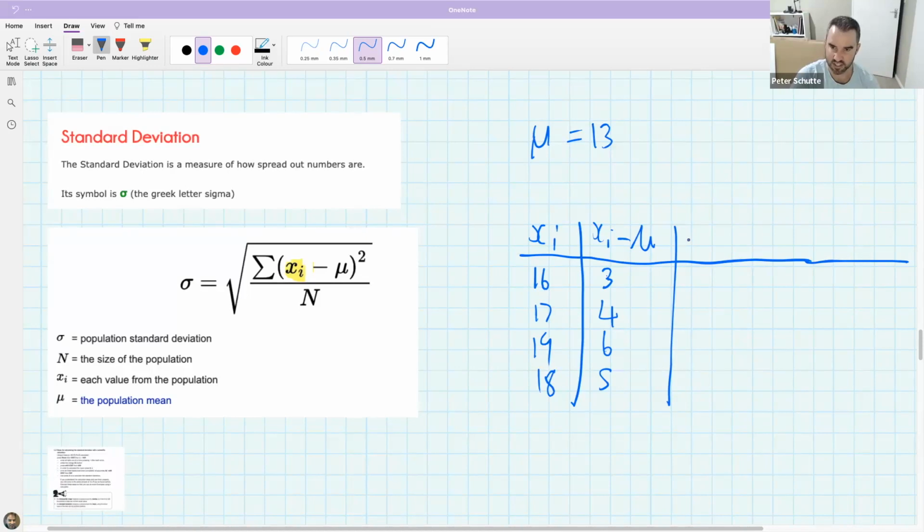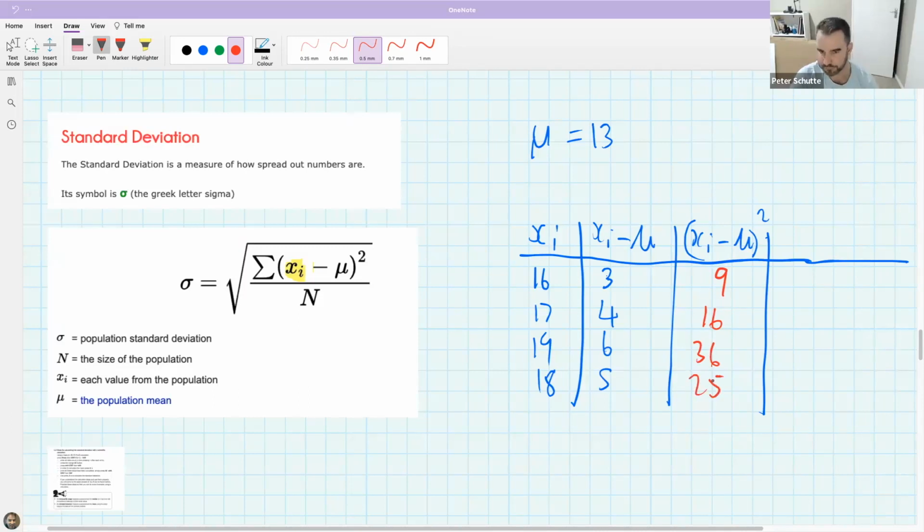It takes this and it squares it. So what it's doing is taking the distance from the mean and squaring it. Now, what would that look like? Well, the distance from the mean was 3. So what is that squared? Let me use a different color for effect. It's going to be 9. 4 squared is 16. 6 squared is 36. And 5 squared is 25. Now, what this has done is this is the difference squared. But that's not done yet.